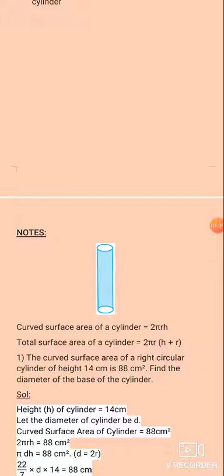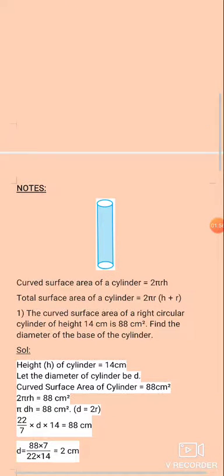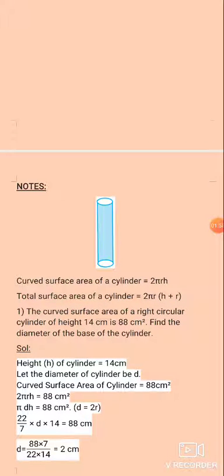Now take 2 pi r as a common factor. Then remaining what? h plus r. So the total surface area of the cylinder is equal to 2 pi r into (h plus r). Now the first question. The curved surface area of a right circular cylinder of height 14 cm is 88 cm square. Find the diameter of the base of the cylinder.